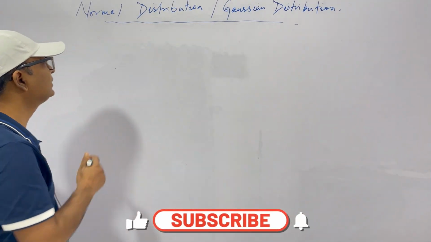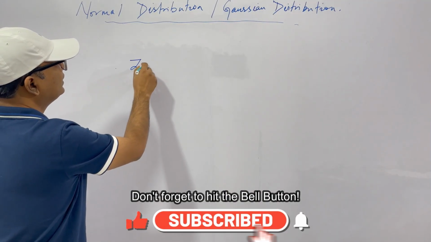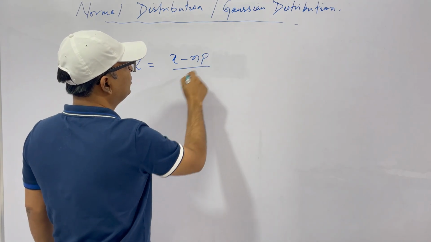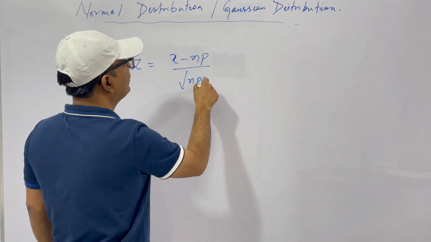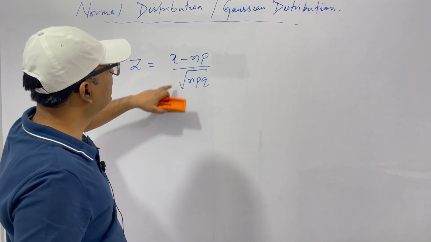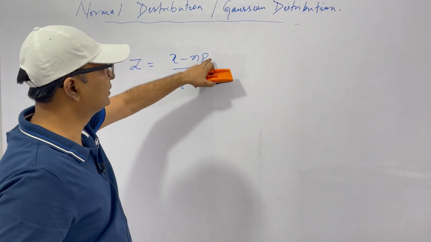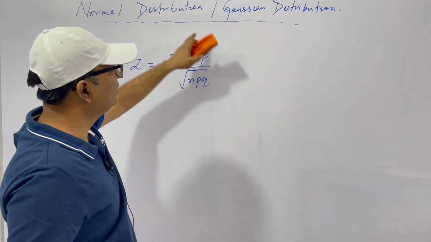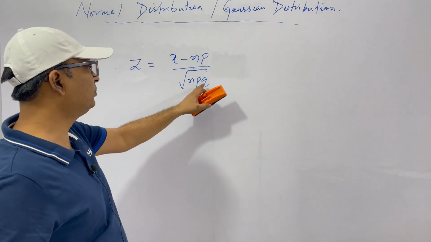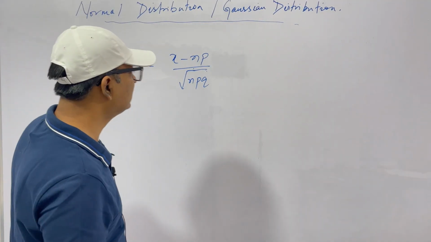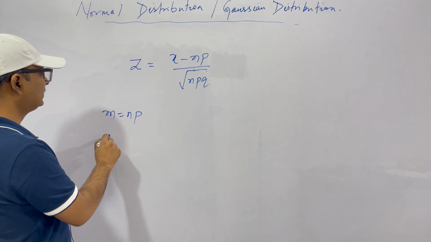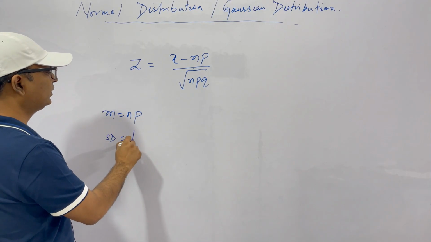What we do here is, we take a variate z that is given by (x minus np) divided by the square root of npq. x is the binomial variate and np is what? Mean. You know this from binomial distribution. You can see the constants of binomial distribution. np is the mean and the square root of npq is the standard deviation. You should always keep this in mind. Mean is np, standard deviation is the square root of npq.